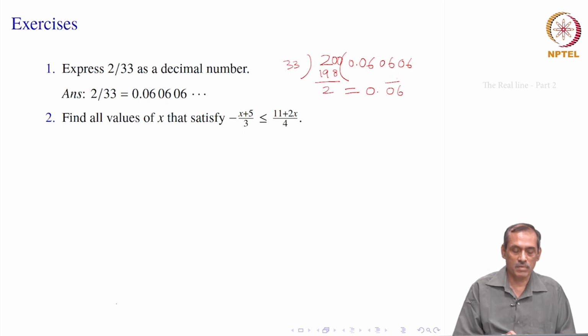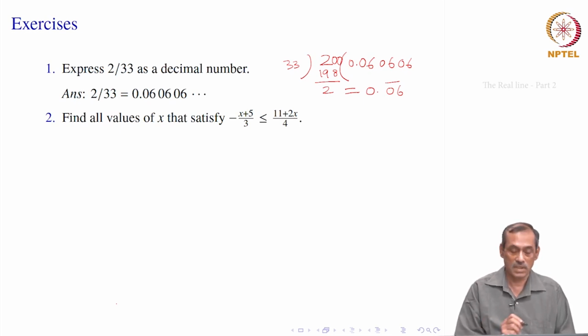Now, let us look at the second problem, which says: find all values of x that satisfy this inequality. The inequality is minus (x plus 5) by 3 is less than or equal to 11 plus 2x by 4. So, how do we proceed?